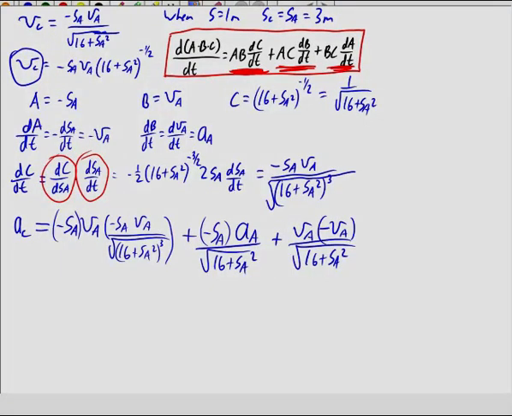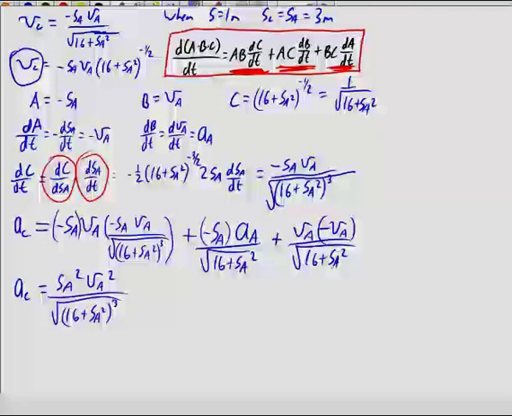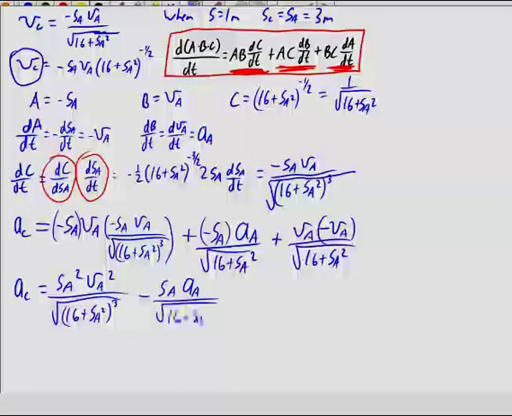Now I can clean it up a little. The acceleration of the crate is going to be equal to, we have two negatives here, so they're going to cancel out. So we have an SA squared, a VA squared on the first term, over the square root of 16 plus SA squared quantity cubed. That's to the negative 3/2. Go to the second one, we have a negative sign that doesn't get canceled out, and that's just going to be SA AA over the square root of 16 plus SA squared. Okay, the third one we also have a negative sign, and that's just going to be VA squared over the square root of 16 plus SA squared.